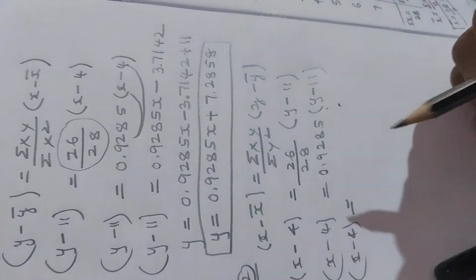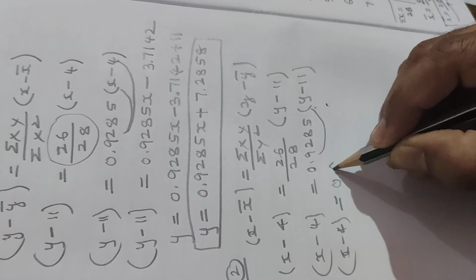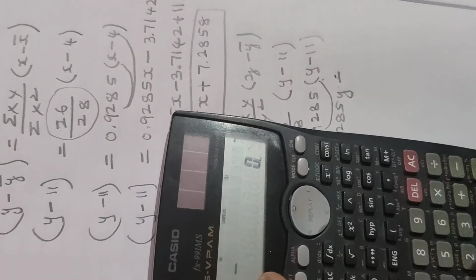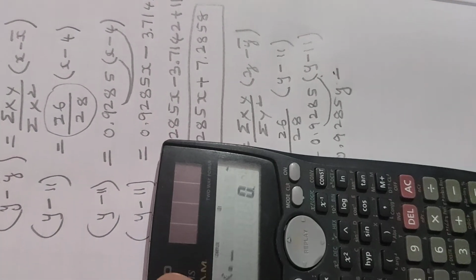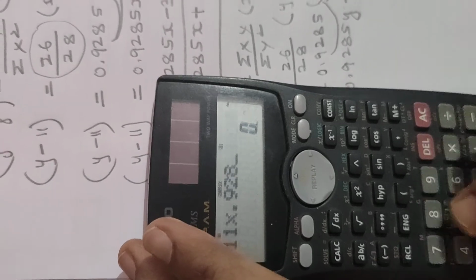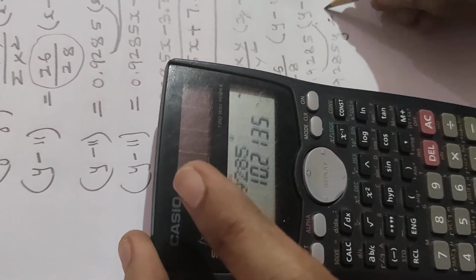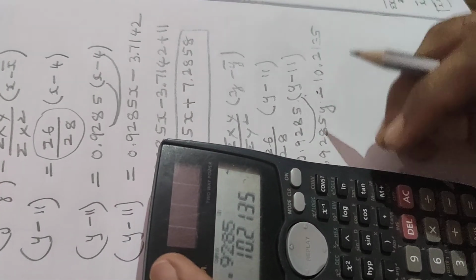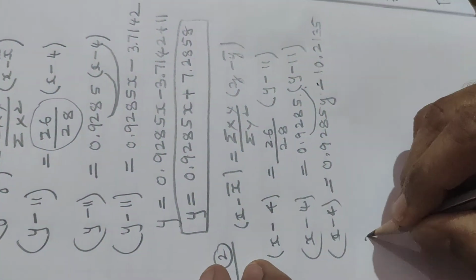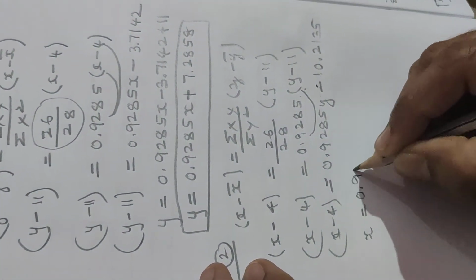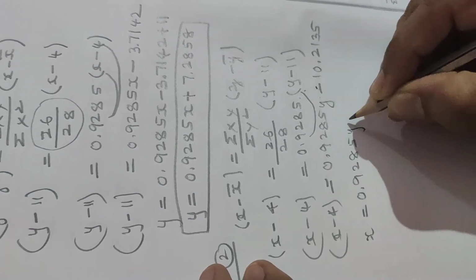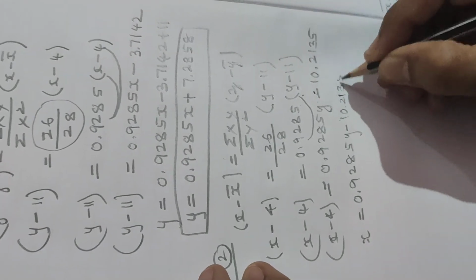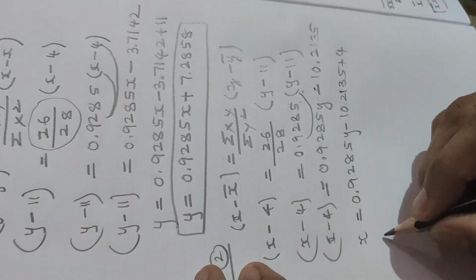So I'll multiply this inside the bracket, 0.9285y minus 11 into 0.9285, that will give you 10.2135. So I want in terms of x. So x is equal to 0.9285y minus 10.2135 plus 4. We shift that to that side.